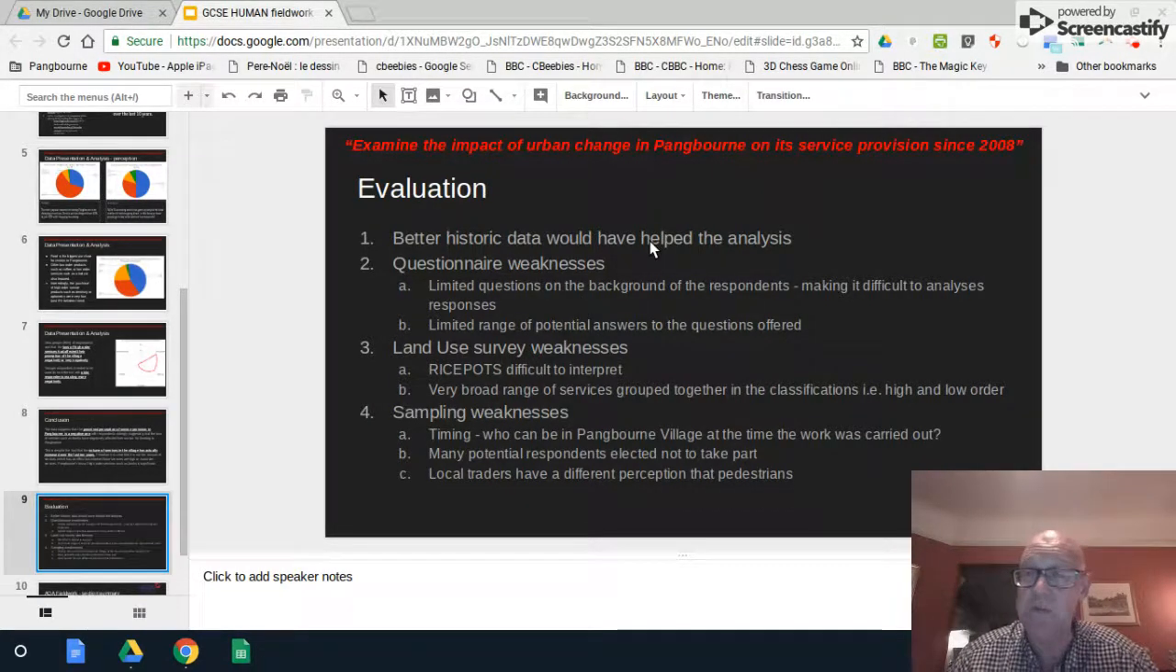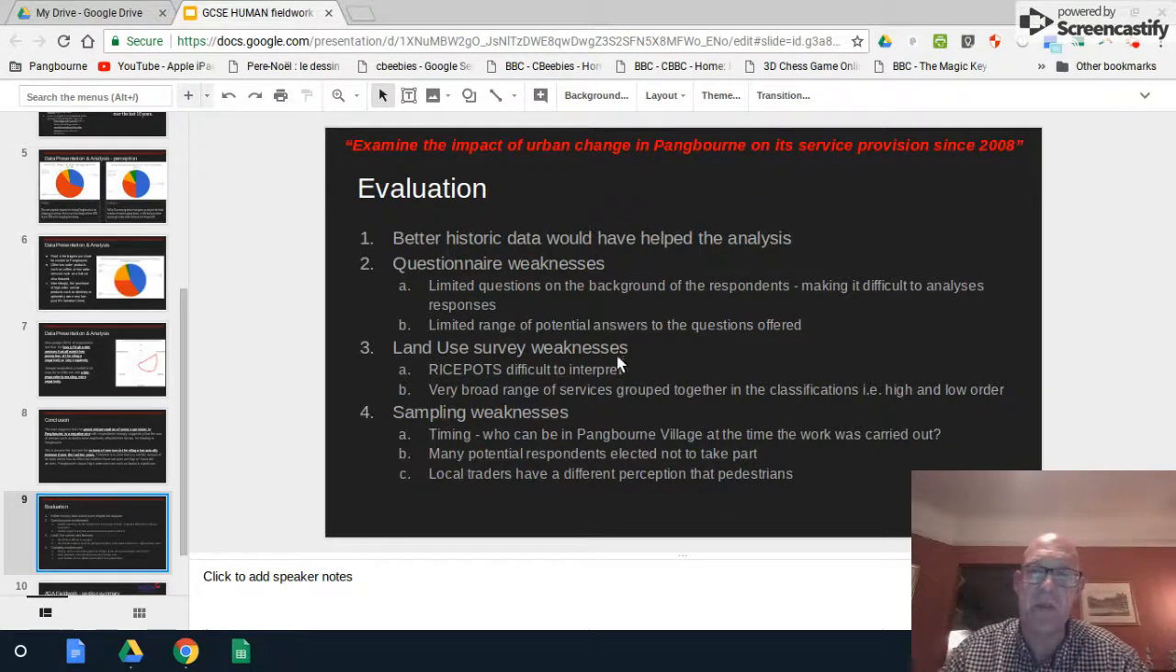Better historic data would have helped the analysis. Remember, all the way back to the beginning, we didn't have the 2008 perception of how things had changed. A couple of questionnaire weaknesses, perhaps. Limited questions on the backgrounds of respondents. We could have dug in a little bit more about the people that we're asking questions of, and also the potential answers that we were offering to people when you did the questionnaires. So we could have redesigned the questionnaire, but it's not a bad thing to criticize your fieldwork.